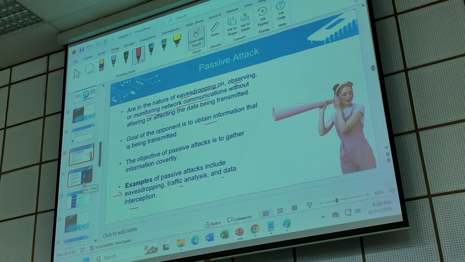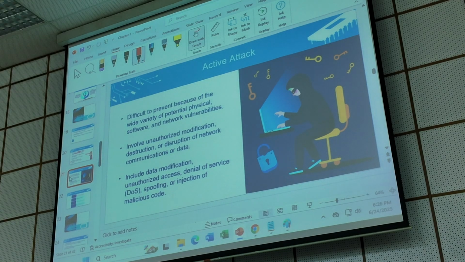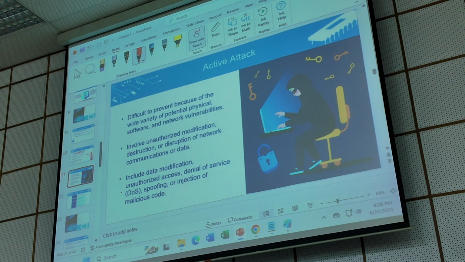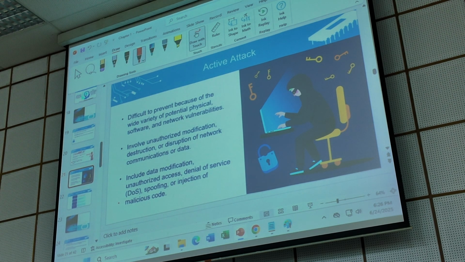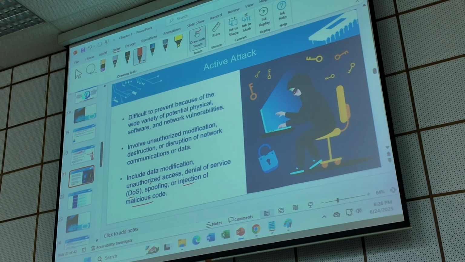So what's an example of active attacks? What's an example of active attack? You can see from here, examples of active attack are DoS, malicious code injection, malware, ransomware, and so on. All of that is under active attack.